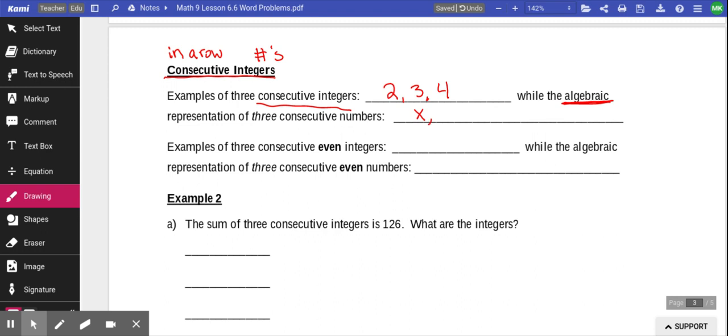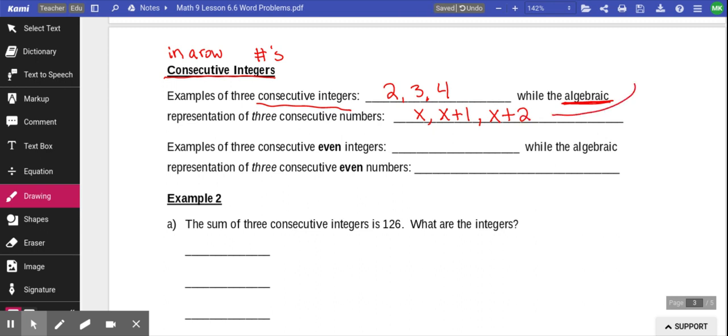The second number would then be the same number, x, but plus 1. Right? That's how I would get to the next number in line. And if I wanted to get to the third number in line, it would be x, which was the first number, and then just plus 2.